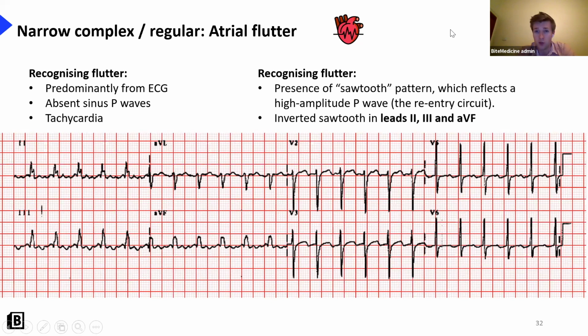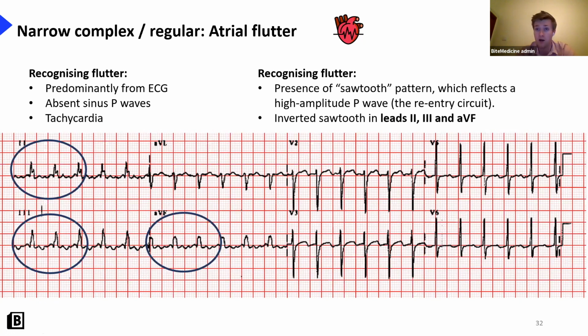So some key things to look for: you might expect to see this classic sawtooth pattern. What that reflects is high amplitude P waves, which is representative of what that re-entry circuit in your right atrium is doing. The classic leads to look for them in are leads 2, 3, and AVF, which is similar to when you're looking for inferior STEMI, so 2, 3, AVF. And I'm sure I could convince you there are these weird sawtooth-like squiggles on the ECG.